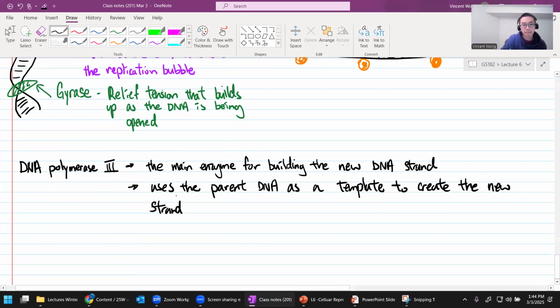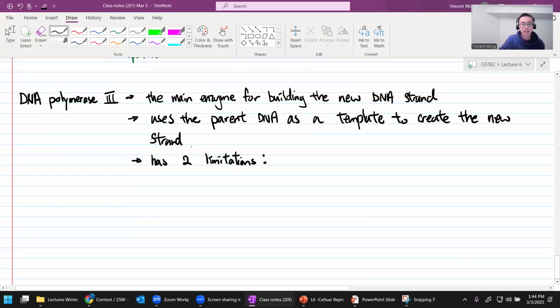Okay. So this enzyme has two limitations. Two problems. Okay. First problem, cannot start the process. Cannot start from scratch. Okay. It doesn't know where to start. It doesn't know where to begin. Right?